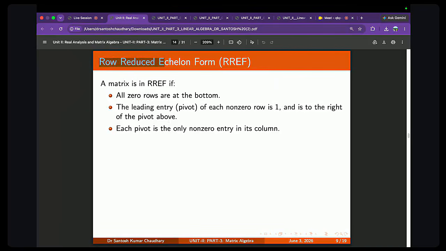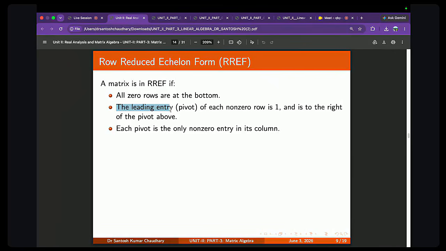So next is row reduced echelon form. When you say a matrix is in row echelon form or row reduced echelon form, you may reduce any matrix into this form by applying repetitive elementary operations. So what is the definition? What do you have to achieve to convert a matrix into row reduced echelon form? A matrix is in row reduced echelon form if and only if you ensure these conditions. The first is all zero rows are at the bottom. So all zero rows must be at the bottom.